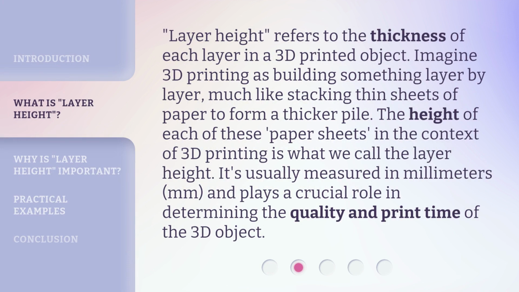Layer height refers to the thickness of each layer in a 3D printed object. Imagine 3D printing as building something layer by layer, much like stacking thin sheets of paper to form a thicker pile. The height of each of these paper sheets, in the context of 3D printing, is what we call the layer height. It's usually measured in millimeters, and plays a crucial role in determining the quality and print time of the 3D object.